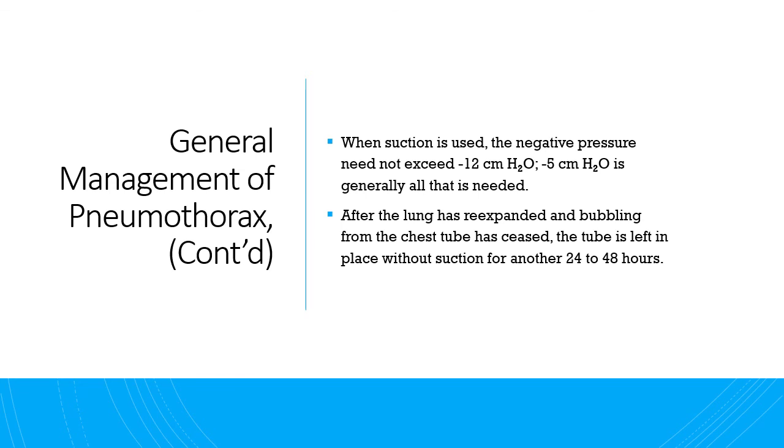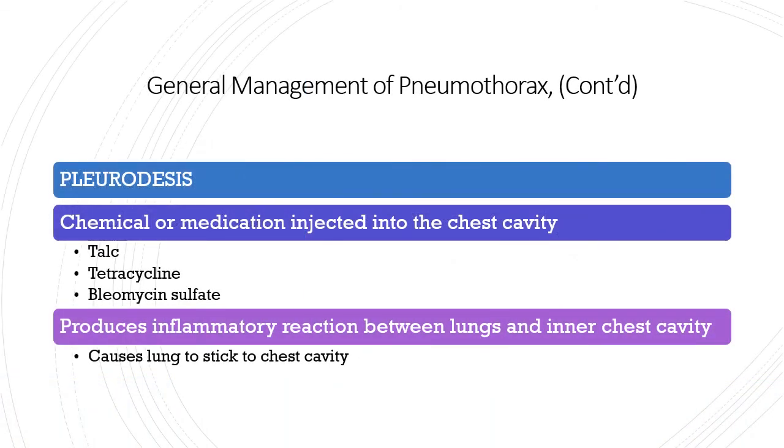A chest tube should be placed and suction is used. The negative pressure should not exceed -12 centimeters of water pressure. -5 centimeters of water pressure is usually all that's needed. After the lung has re-expanded and bubbling from the chest tube has stopped, the chest tube is left in place without suction, to water seal, for another 24 to 48 hours before it's taken out.